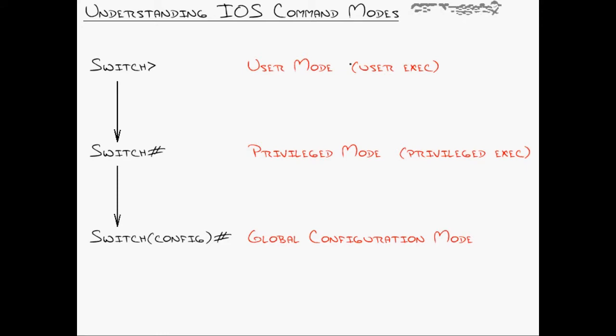From user mode, you can't do very much at all. You can do some basic show commands to see what's going on the switch, maybe a telnet command to telnet to other devices, or a ping command to test your connectivity, but it's very limited. It's meant to be just a very basic monitoring mode for the switch. So if I want to be able to do anything, I need to move to privilege mode.